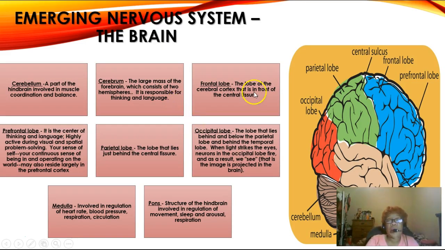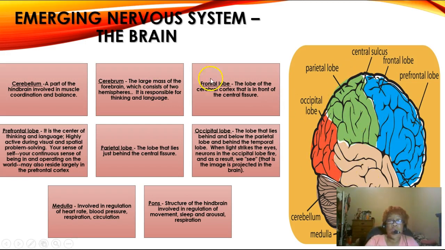Now, we also talked about the brain. The nerve cells are located in the brain, and you know that there are 1, 2, 3, 4, actually 5 lobes of the brain. The cerebellum, which is a part of the hindbrain involved in muscle coordination and movement of the body. The structure right here, okay?